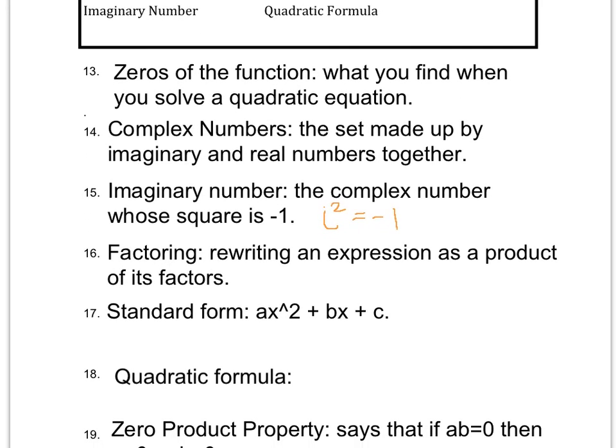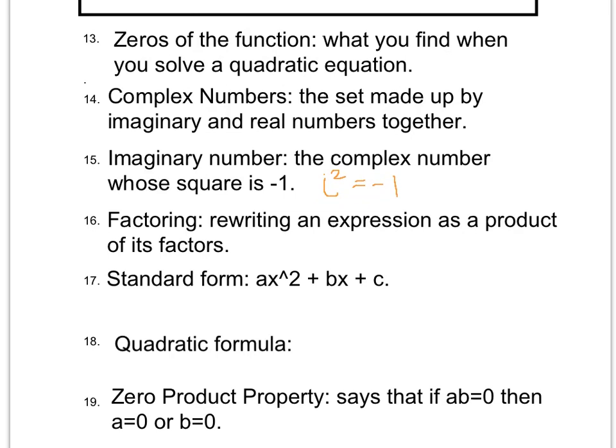Okay, factoring. Factoring is just rewriting an expression as a product of its factors. If I'm rewriting it as a product of its factors, I have factored it. Standard form is just ax squared plus bx plus c. Usually, lately, we see it equal to 0. That's standard form. And remember, we always have to have standard form when we're using the quadratic formula and we're identifying our a, our b, our c, or if we're finding the discriminant.